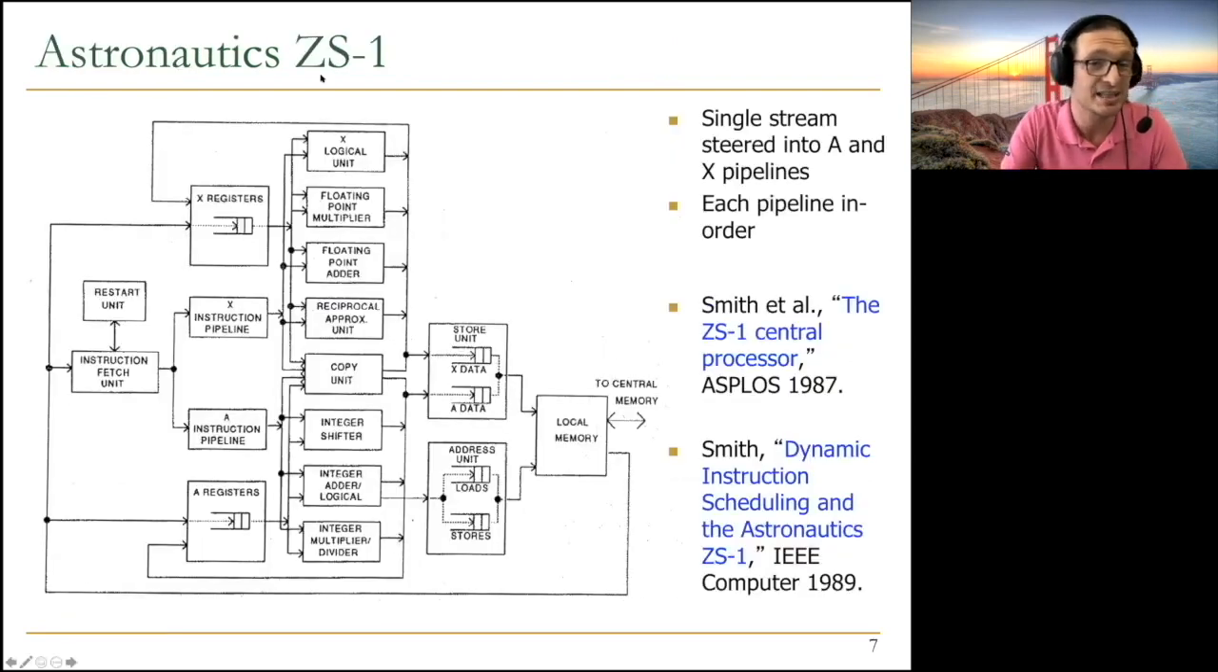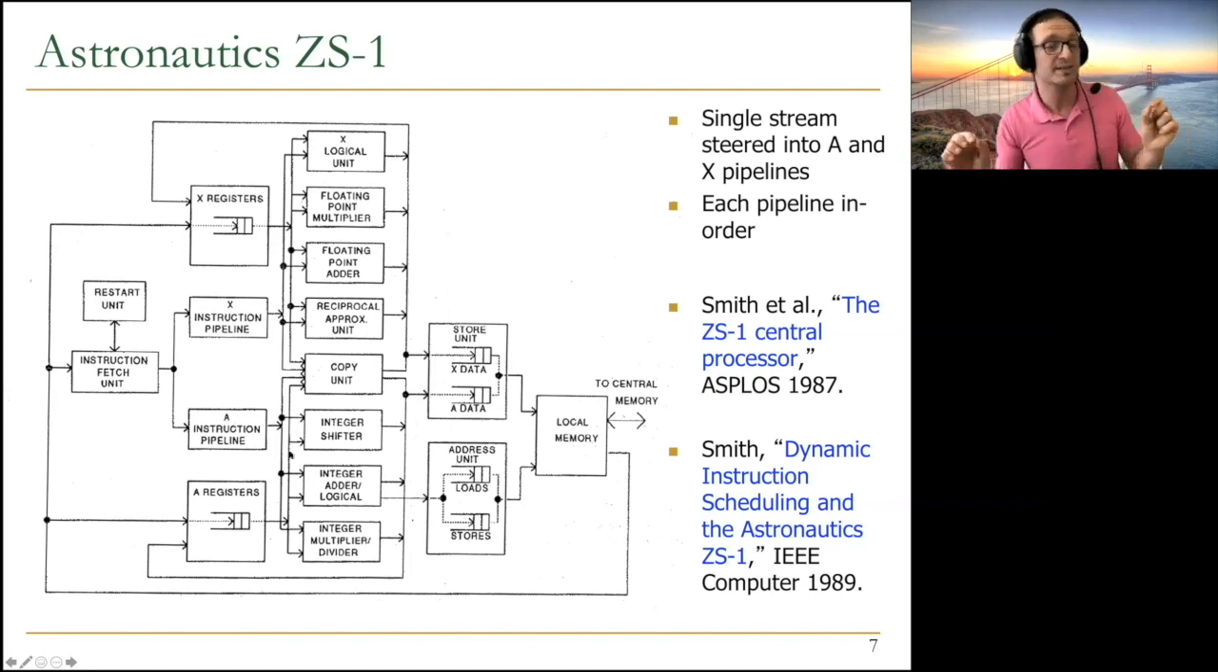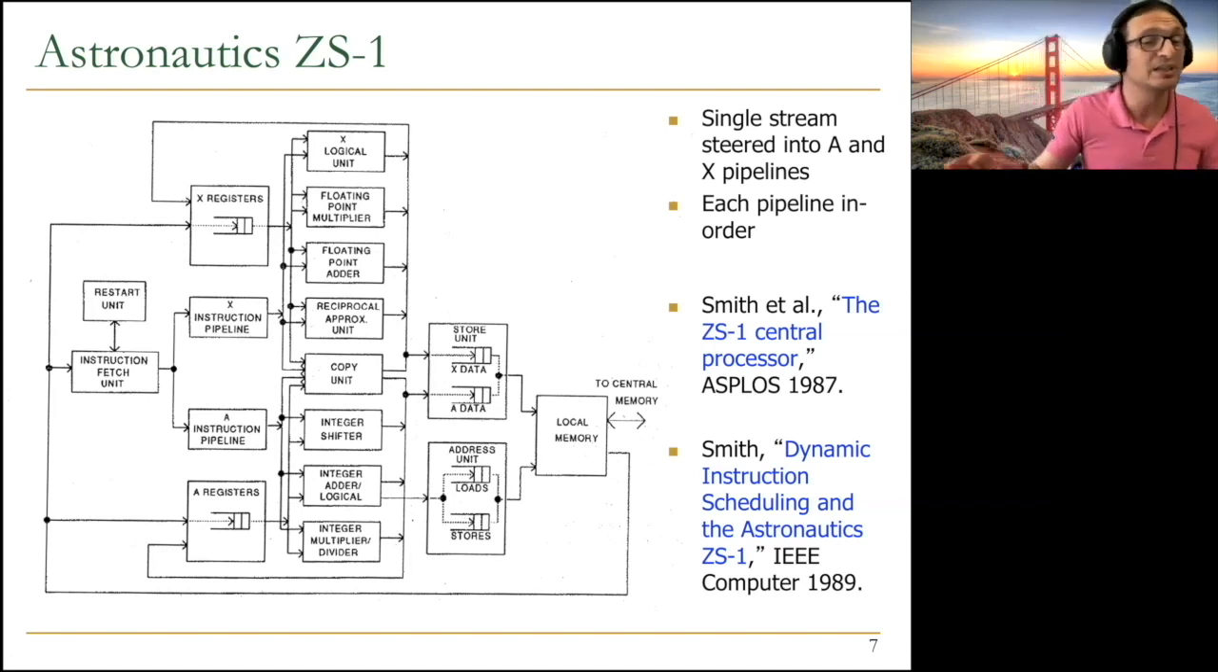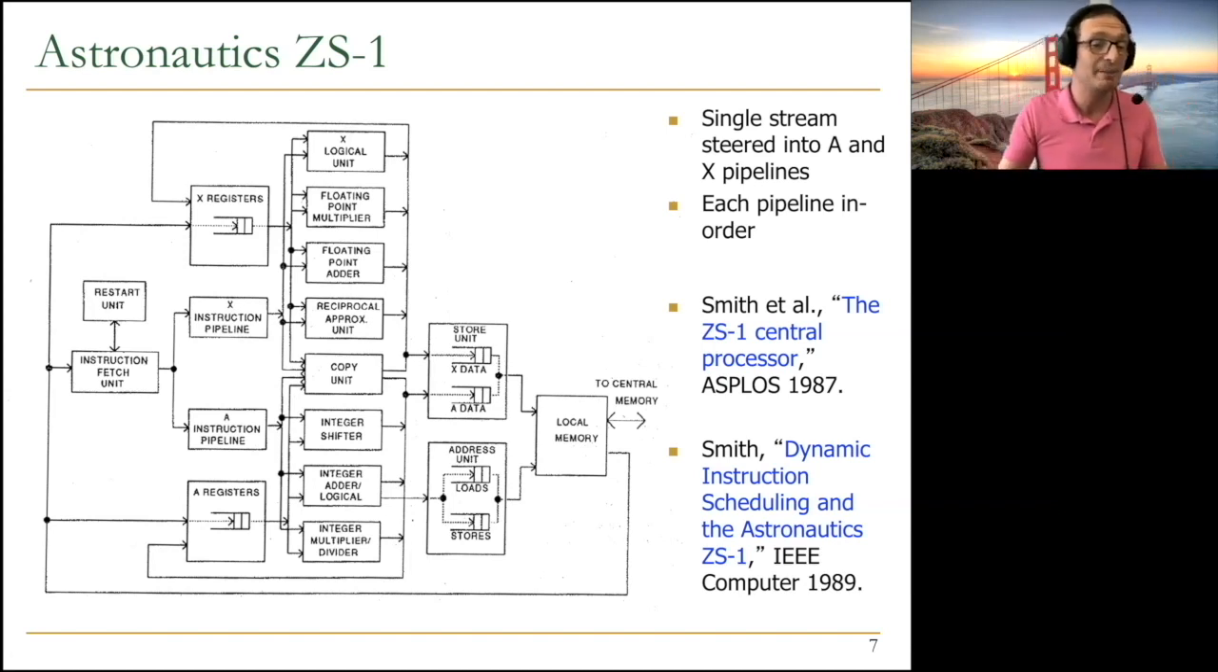This is the Astronautics CS1 processor. What they did was they have a single instruction stream, instruction fetch unit, and they basically separate it dynamically into an access processor, access instruction pipeline, and an execute processor, execute instruction pipeline, basically A versus X over here. Each pipeline is in order. So this is very important. Each pipeline is simple in order. There is no out-of-order execution inside the pipeline. The out-of-order execution capability comes from one instruction pipeline doing something, basically being asynchronous with the other instruction pipeline until it needs data from that pipeline, of course, right?